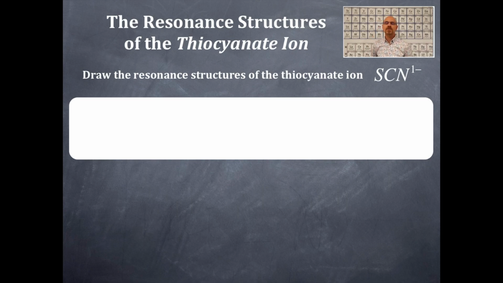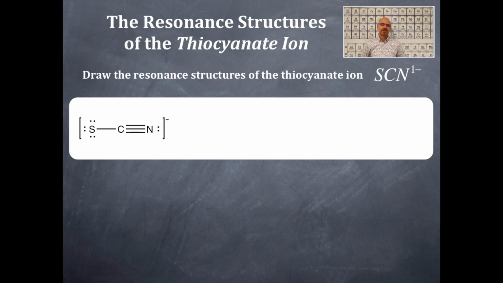Okay, now what I want you to do is look at your periodic table and get the Lewis dot structure for the thiocyanate ion. I want you to come up with 3 different Lewis dot structures. Okay, pause that video, restart it, here we go, bam!